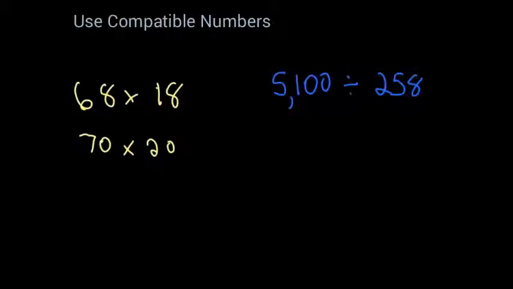So now I just have 70 times 20. 7 times 2 is 14, and then add the 0 from the 70 and the 0 from the 20, and my estimation would be about 1,400.